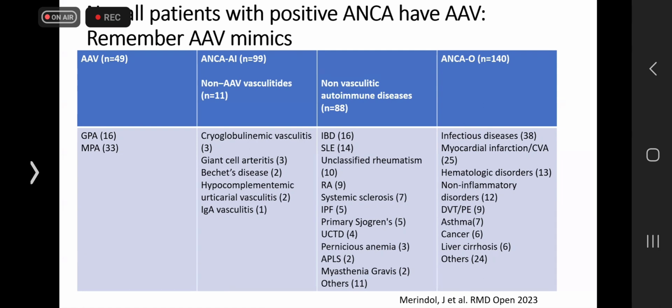Some of them were autoimmune diseases, and some of them are not even autoimmune diseases. This was a surprise: myocardial infarction, CVA, hematologic disorders. So the clinical context is really important when you interpret positive ANCA serology.